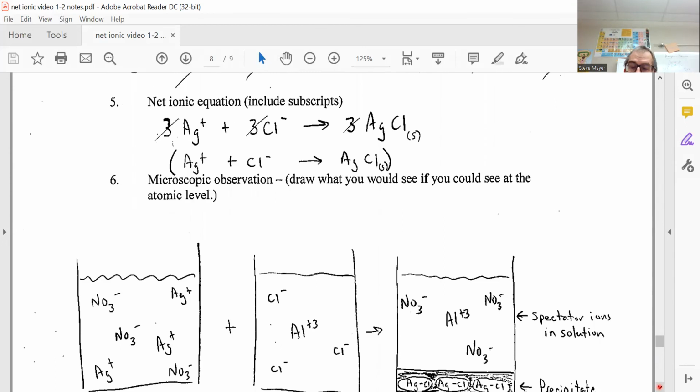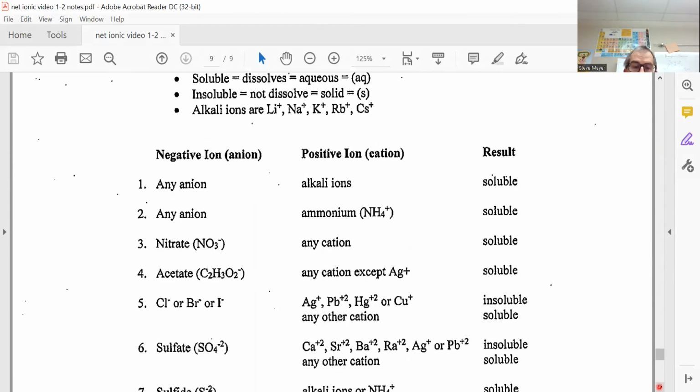Let's take a look. Rule number 5 says Cl minus, Br minus, or I minus, when combined with silver, lead, mercury, or copper, is going to be insoluble. With any other cation, it is soluble. So Cl with Ag is insoluble, which means it's a solid or a precipitate. So using that solubility table, I can predict which one is the precipitate when I see that happening.